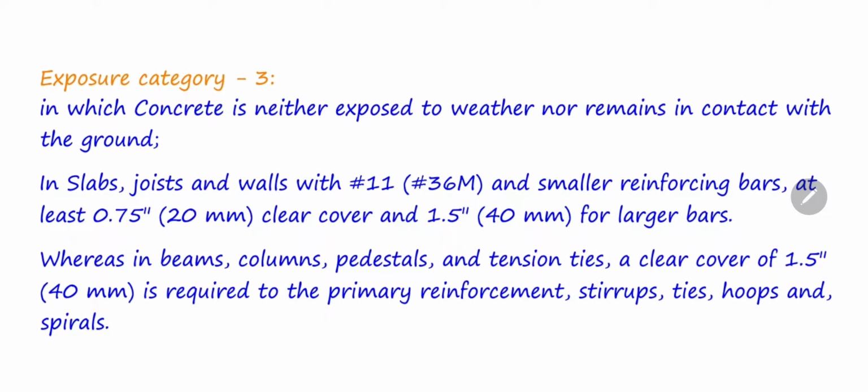In exposure category number 3, where concrete is neither exposed to weather conditions nor remains in contact with the ground on a permanent basis, in slabs, joists and walls, where the reinforcement size is number 3 or smaller, at least 3/4 of an inch of concrete cover or 20 mm should be adopted, and 1.5 inches or 40 mm for larger bars. Whereas in beams, columns, pedestals, and tension ties, a clear cover of 1.5 inches or 40 mm is required to the primary reinforcement, stirrups, hoops, and spirals.